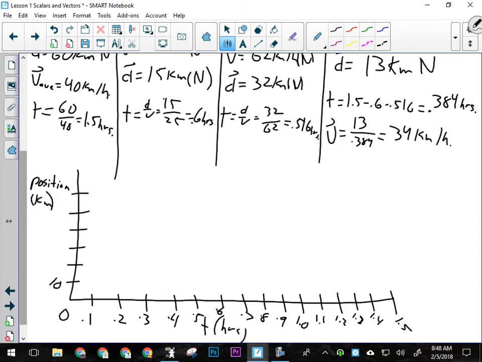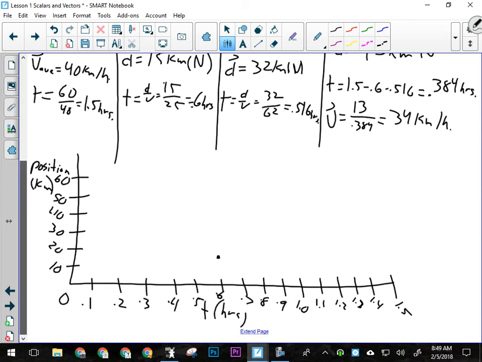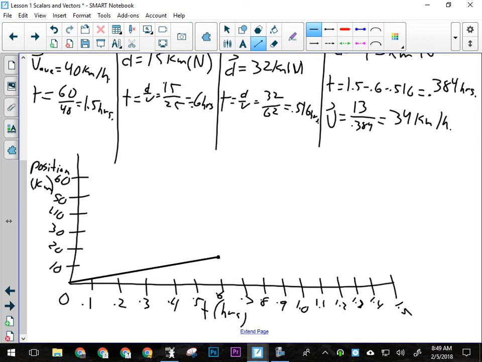I'm going to make each one of those worth 10 kilometers. Okay, in the first part of the trip, it says we traveled 15 kilometers north, and that took 0.6 hours. So I'm going to go to 0.6 up to about where that one is. And we did that at a constant velocity of 25 kilometers per hour. So really what I would do is this. That would be the first part of my graph.